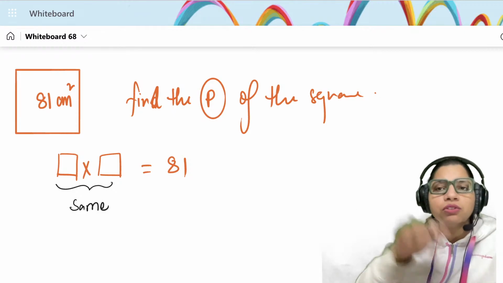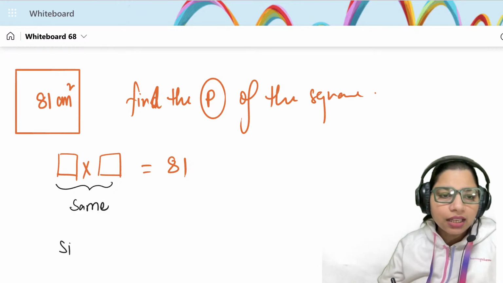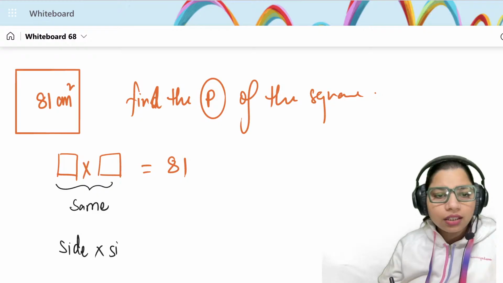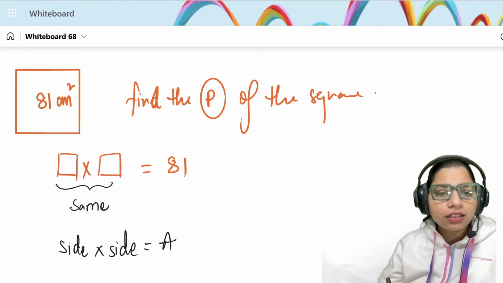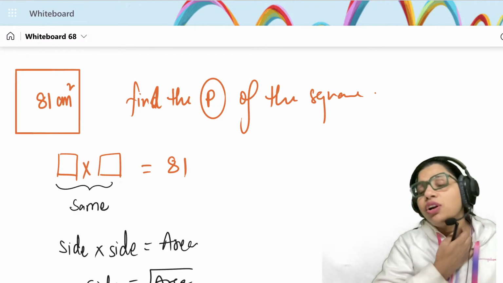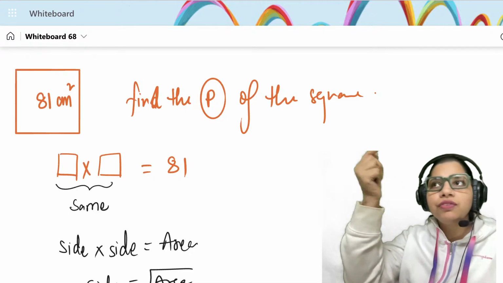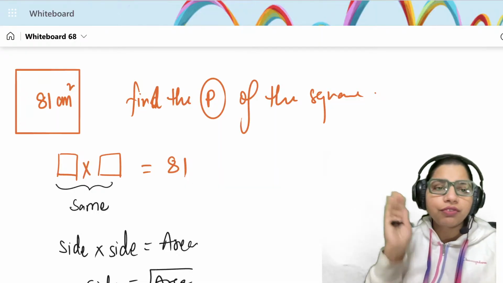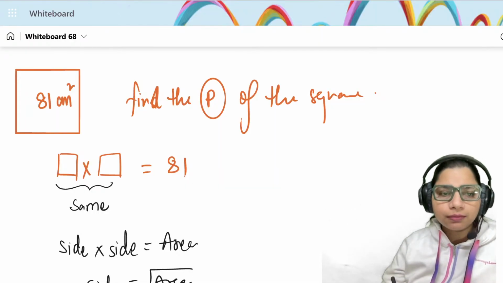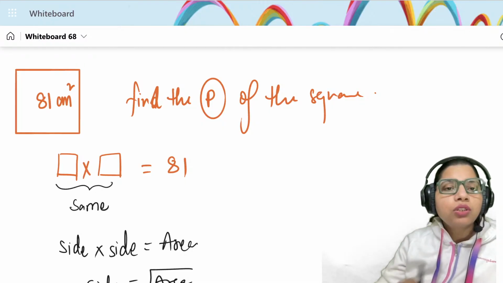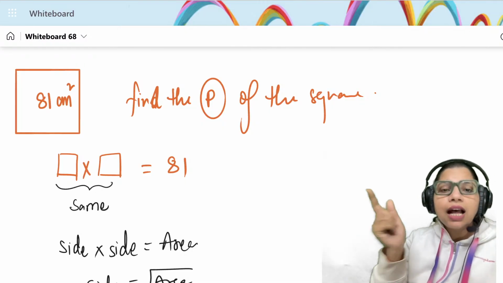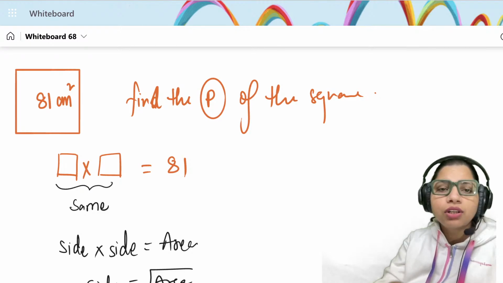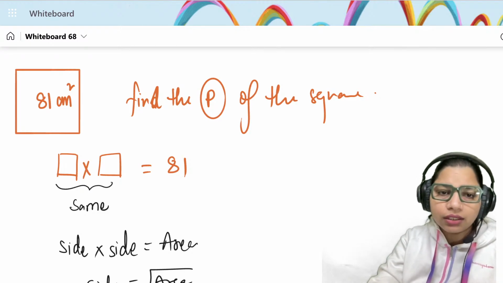I know you can use the formula, okay, side times side is area, side is square root of area. No, let your logical brain think instead of just step by step focusing on what the teacher taught you, we have to follow the same method. Think logically. 81. What two numbers which are actually the same are going to be making up 81? This is how you have to think.